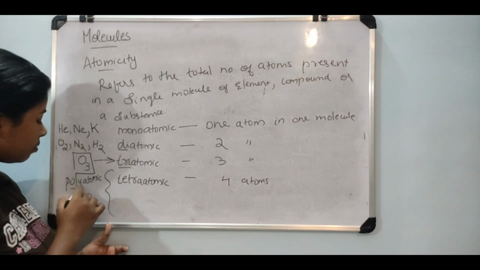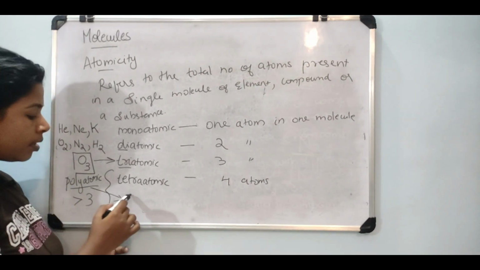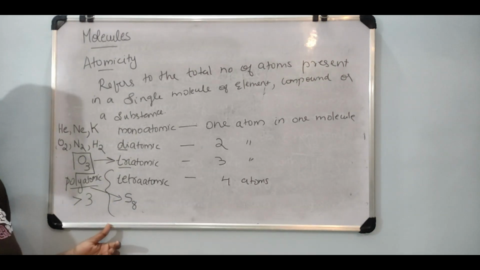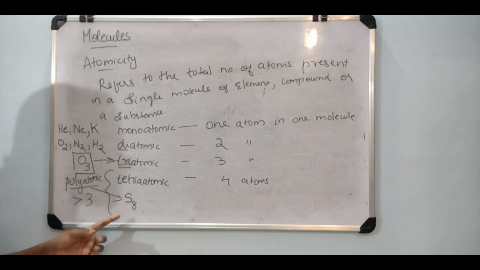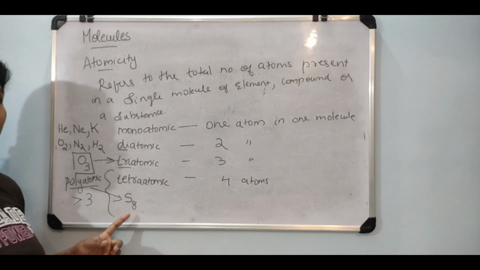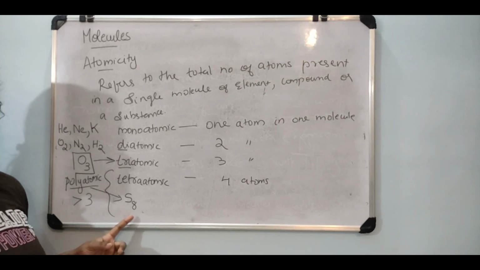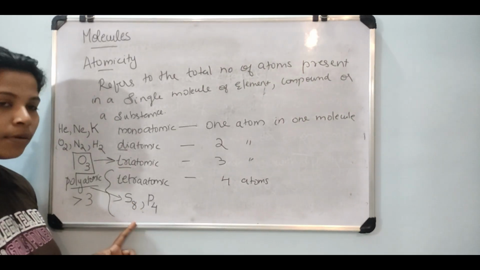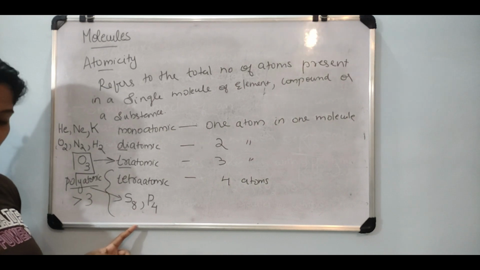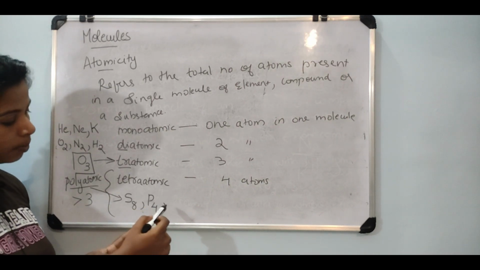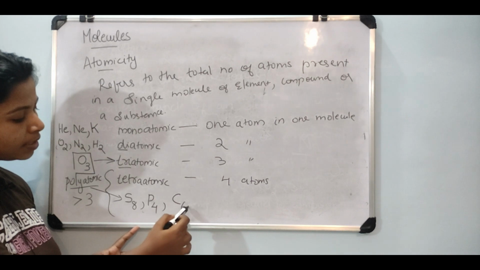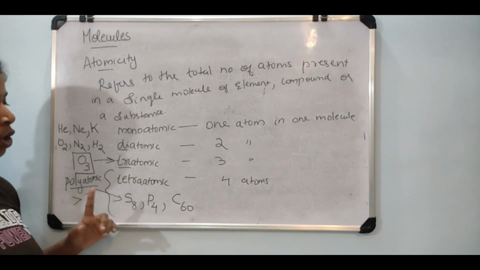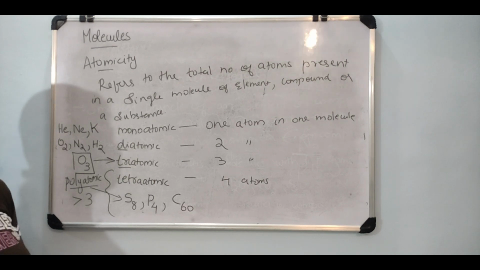See, examples are S8. Sulfur, the molecule of sulfur is S8. 8 atoms of sulfur combine to form a molecule of sulfur. Now P4. Okay. Then there is one more category known as fullerenes. 60 carbon atoms are combined to form a fullerene. So these are the different examples.